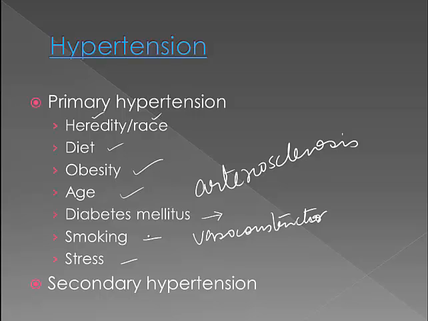So any of these could be causes which have led to primary hypertension, but the exact cause is difficult to pinpoint. Secondary hypertension is due to anything in the kidneys, or there could be endocrine disorders, there could be something else, there could be a definite cause for it, and secondary hypertension is seen in about 10% of cases. So let's look at hypertension.